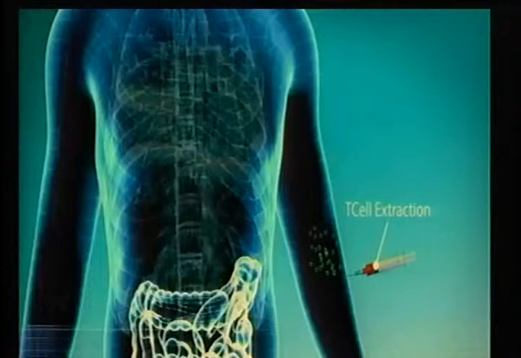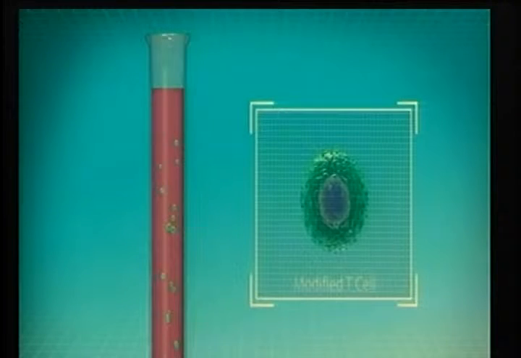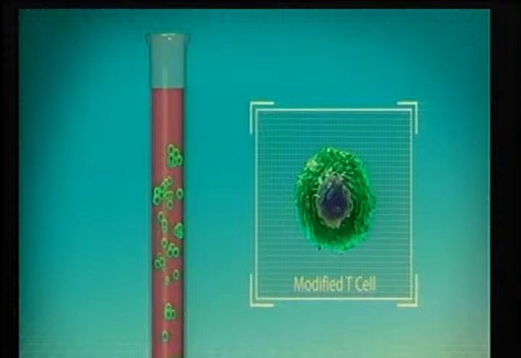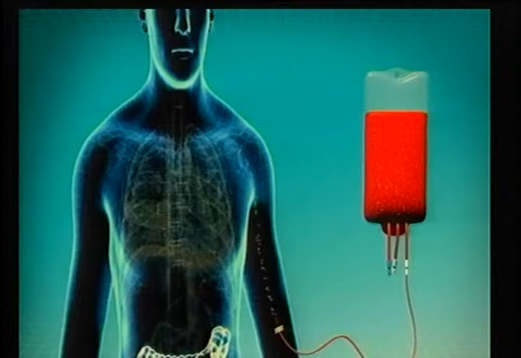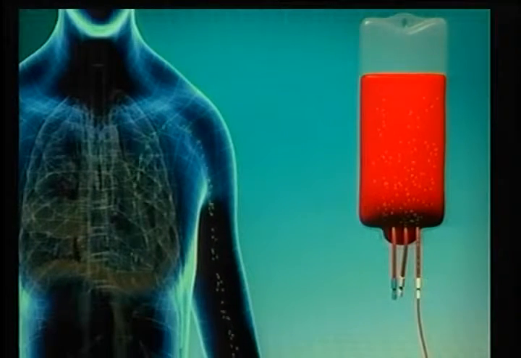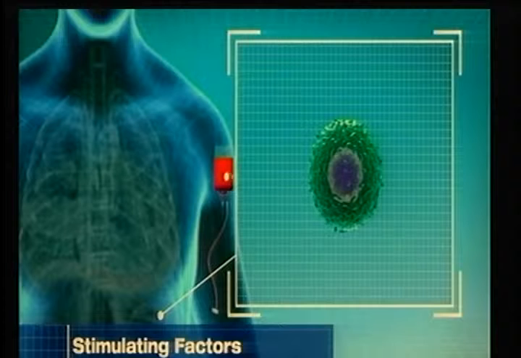Another enhancement approach is adoptive T cell transfer, where T cells are taken out of the patient's body, grown in the laboratory, and educated to recognize cancer or even modified to become much stronger. These fighter cells are then transferred back into the patient. A third enhancement approach is using stimulating factors called cytokines.